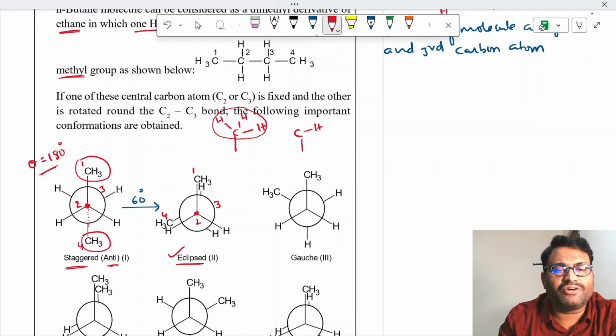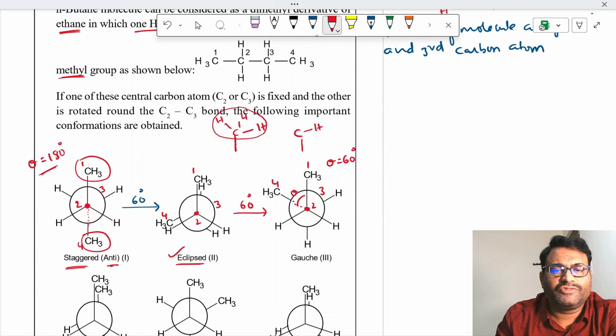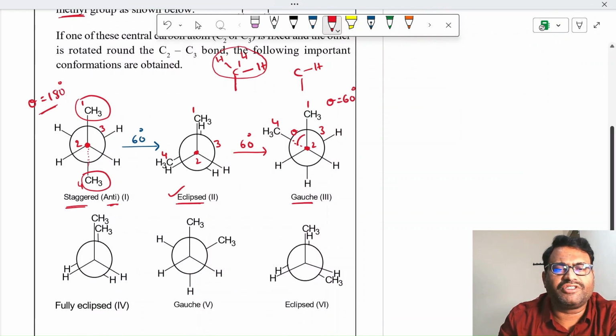Again, let us rotate this by 60 degrees. So this is 1, this dot is 2, this circle is 3, and this is 4. Here, what is the angle between the CH3 and CH3? This theta is how much? 60 degrees. Such a conformation, when the angle theta between CH3 and CH3 is equal to 60, is called gauche conformation.